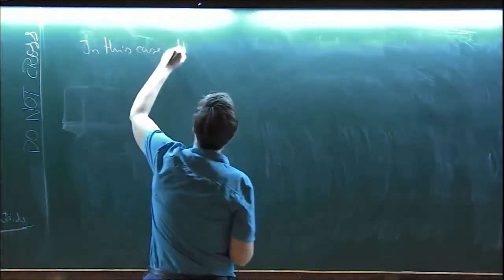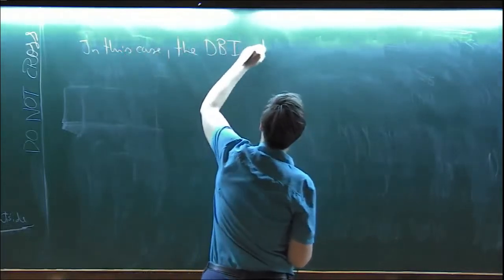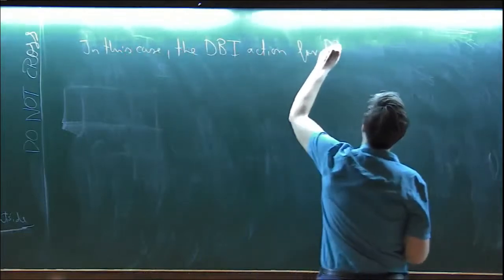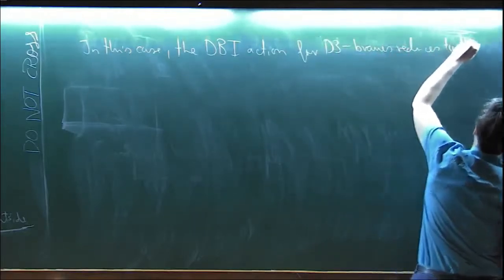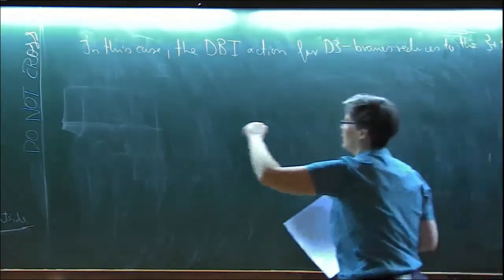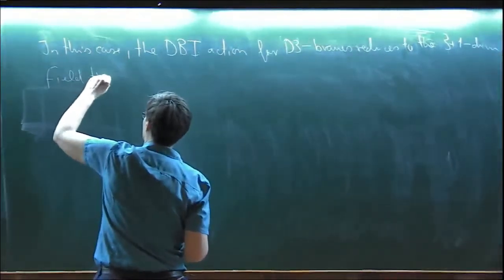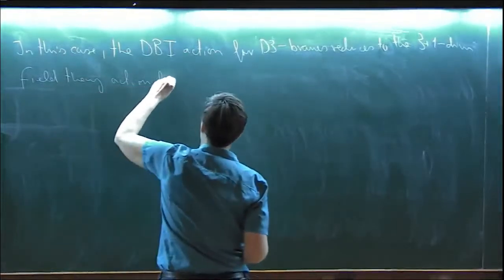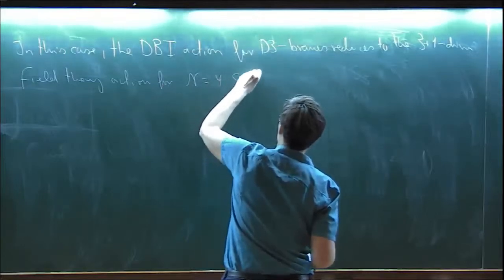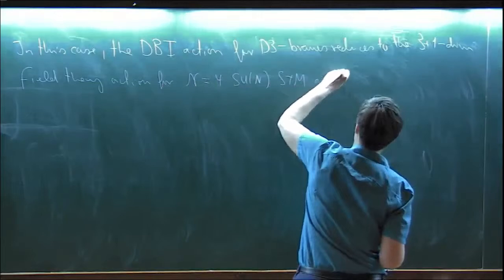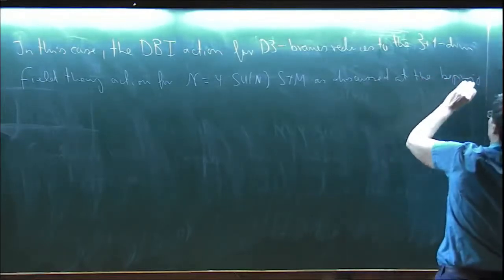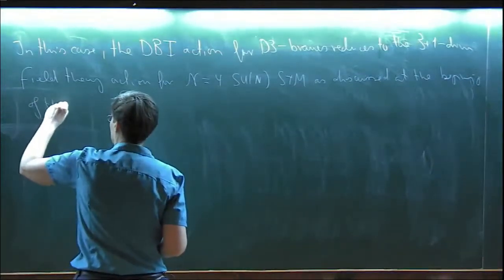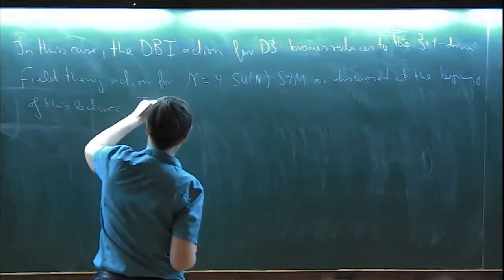So in this case, the DBI action for these D3 branes reduces to the 3+1 dimensional field theory action for N=4 SU(N) super-Yang-Mills, as discussed at the beginning of this lecture. So the 6 scalars arise from the pullback.